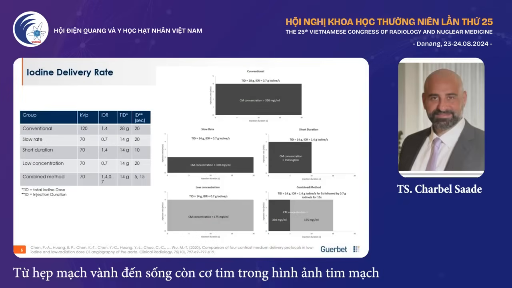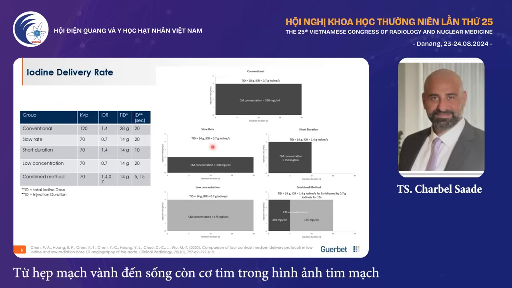There is a lot of controversy happening these days, especially when we come to look at the iodine delivery rate. In this study published in 2020, they looked at coronary CTA protocols: conventional CT at 120 kVp versus slow injection rate, short duration or fast injection, low concentration, or a combined method. Interestingly, it showed that the IDR was 0.7 for the conventional technique.